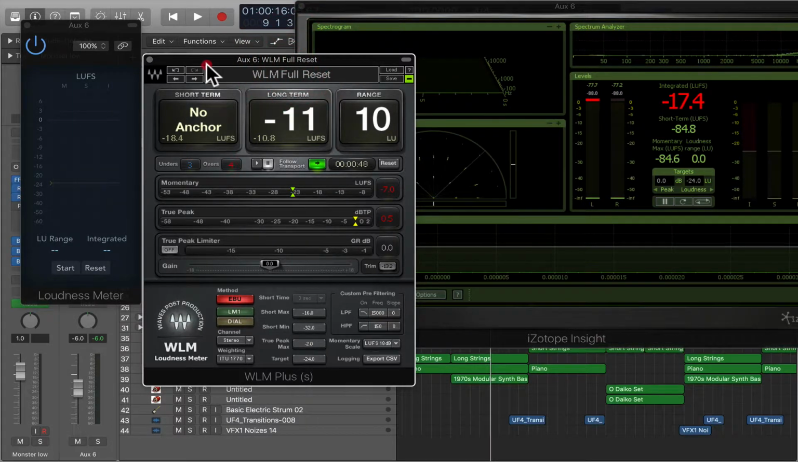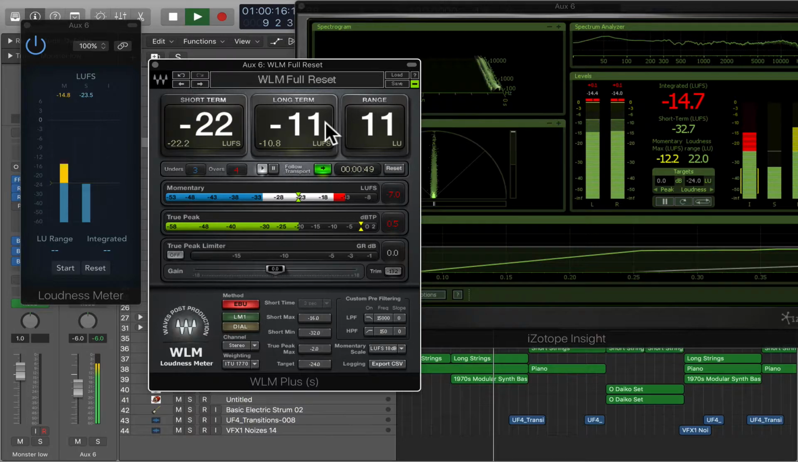So, let me play back and I'll show you what these meters kind of look like.